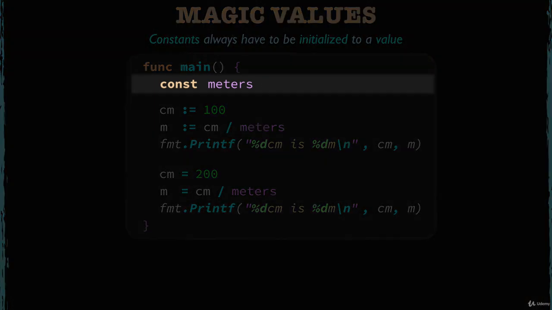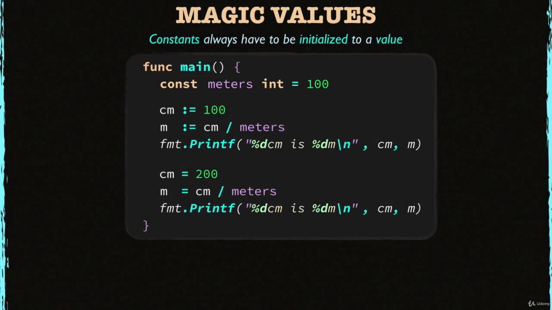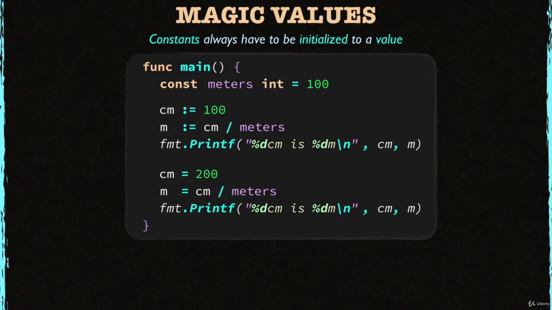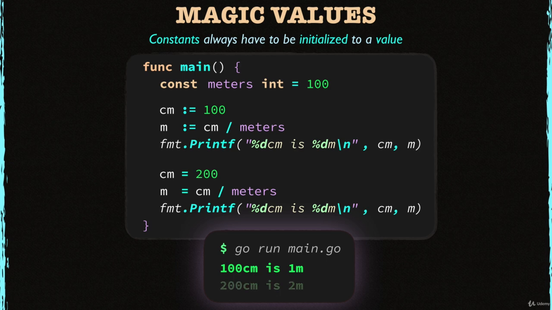You can also declare a type for a constant like this. Now let's initialize it to 100. Now the program is really ready. Now it uses a named constant instead of the magic values. Okay, let's run it. Cool, it works this time. As you can see, a constant can prevent magic values. Constant declaration looks like a variable declaration, right? Only difference is that instead of using the var keyword, you need to use the const keyword.